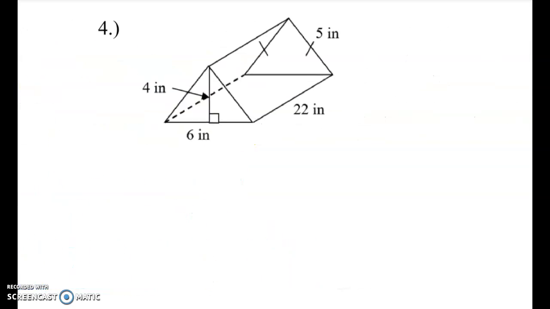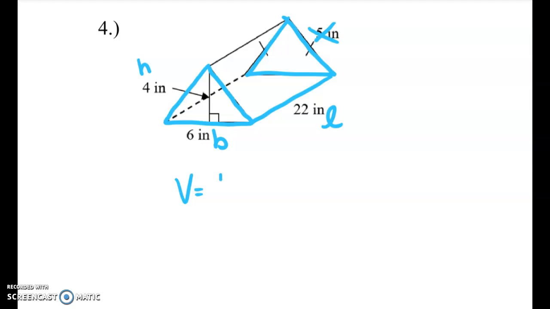All right, looking at the next one, this is my triangle here. The bottom part of the triangle is the base. How tall it is is the height. And then the distance between these two triangles is 22. So that's my length. I'm not using 5 at all.